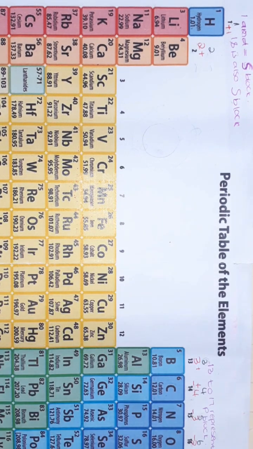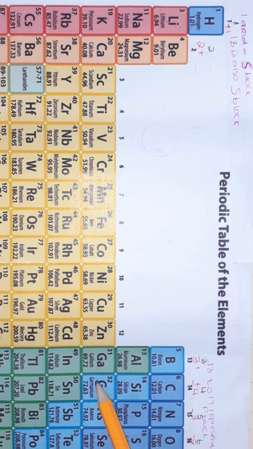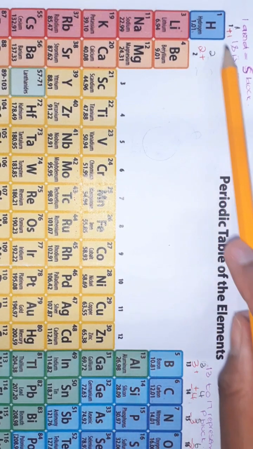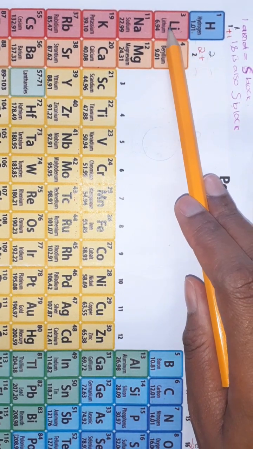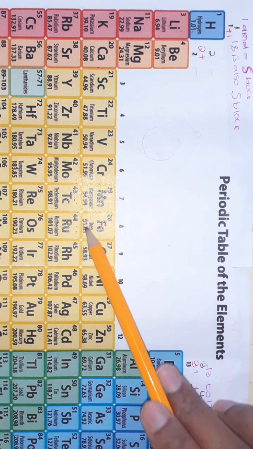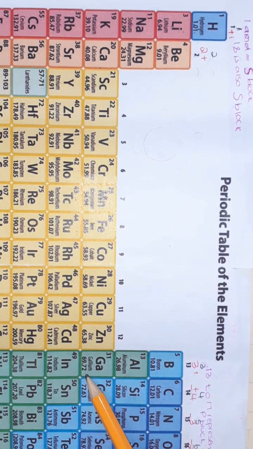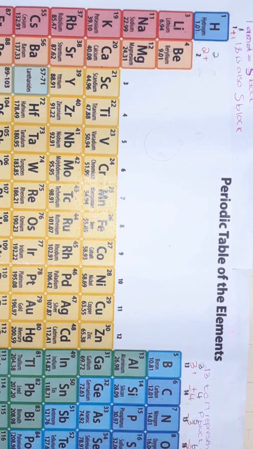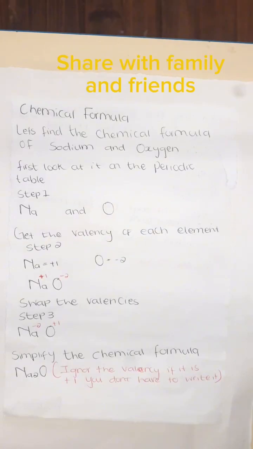If we're finding the valency electrons of gallium, we are going to calculate from this first row, the second row, the third row, and we will just see it here. This valency electron is 3. Gallium. Let's talk chemical bonding.